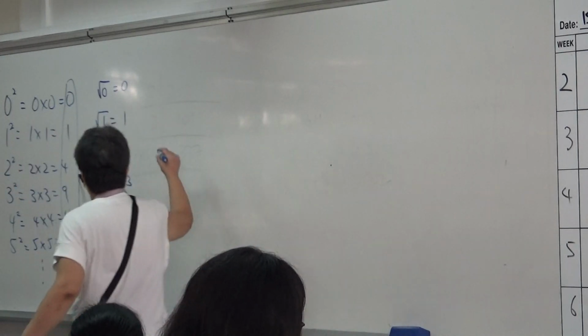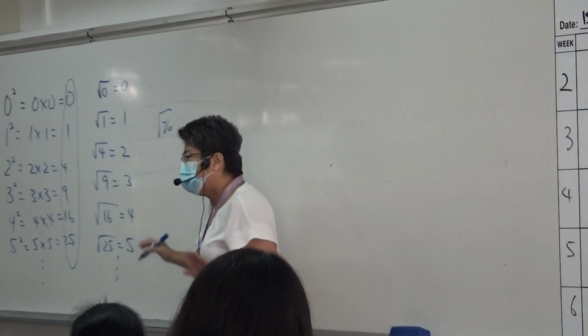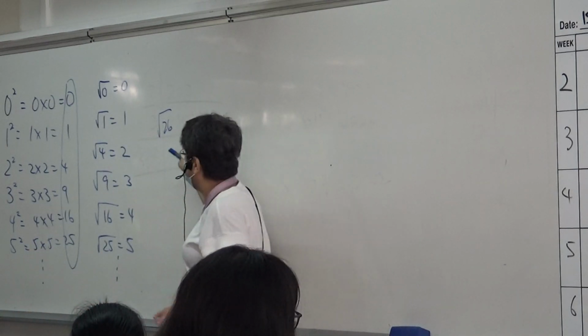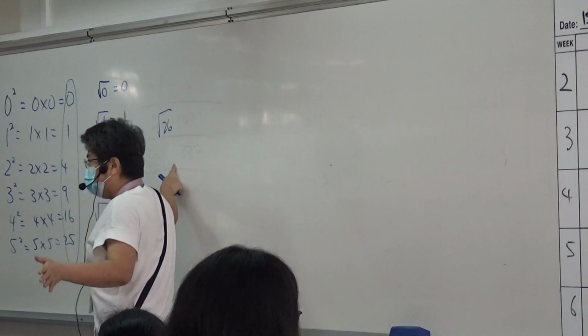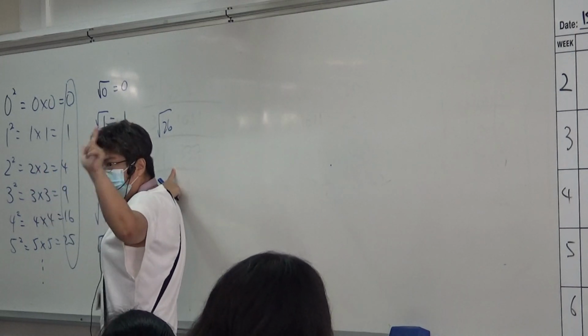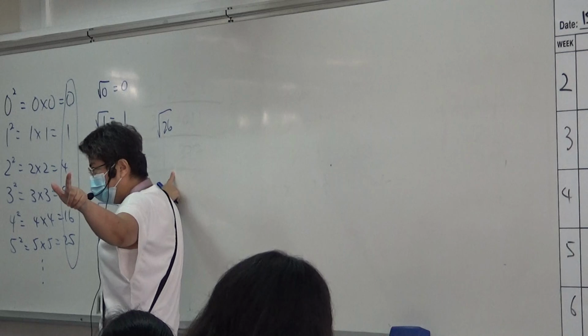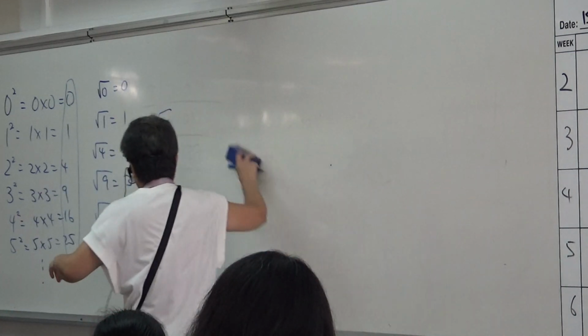Now then I want to ask, the square root of 26, is it a whole number? No. So 26 is not a square number, or it's not a perfect square. Understand? There are two names, either called square number or perfect square. Are we clear? Okay. Then I'm going on to cube numbers.